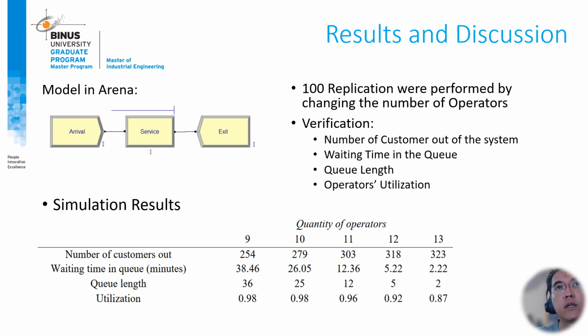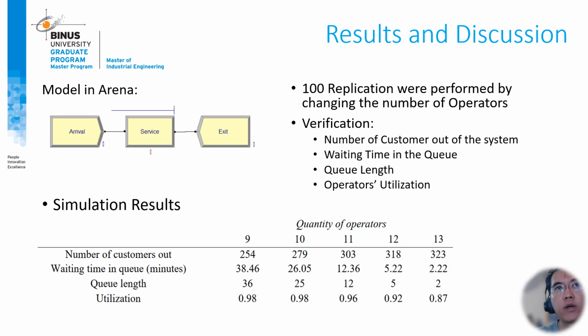So while with 11 operators, the utilization was slightly lower, but the system achieved a balance between operator workload and customer service efficiency. The waiting time and queue length were significantly reduced to 12 minutes and 12 people, making the system more efficient and compliant with local legislation.